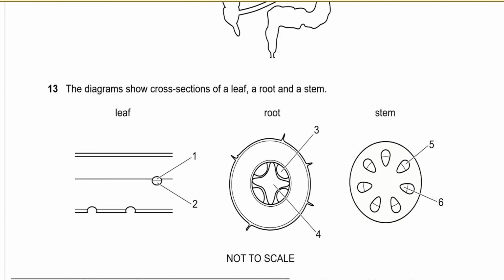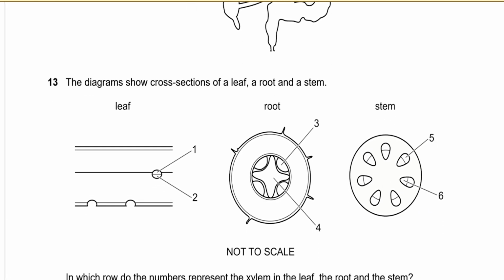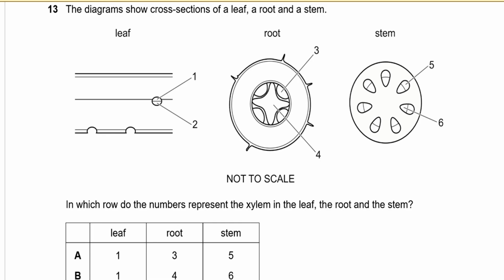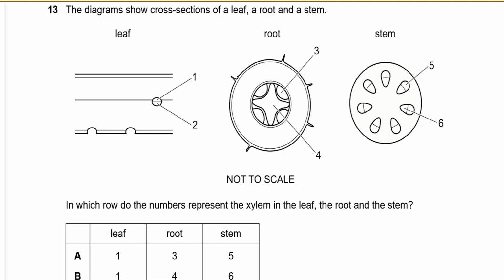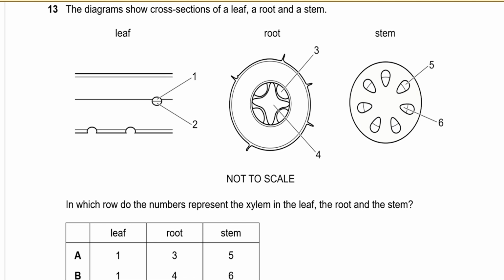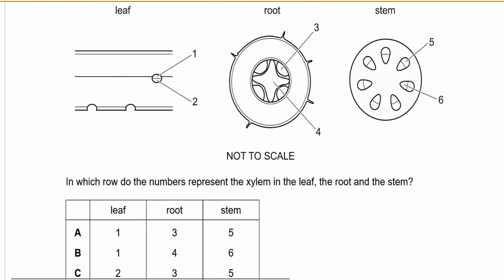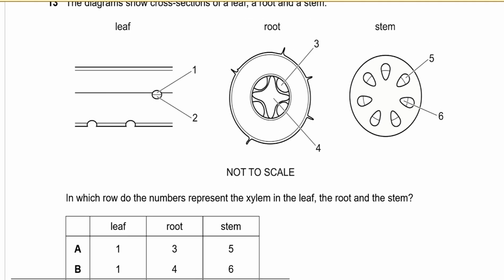Number 13 says the diagram shows a cross section of a leaf, a root, and a stem. You can see it over there. In which row do the numbers represent the xylem in the leaf, the root, and the stem? So which one represents xylem? We need the correct number for xylem in the root, in the stem, and in the leaf. You have to know that the xylem is usually the inner part when we draw a representation of the vascular bundle.